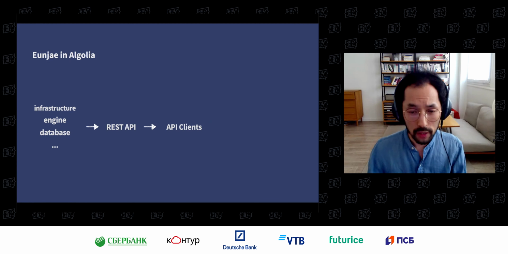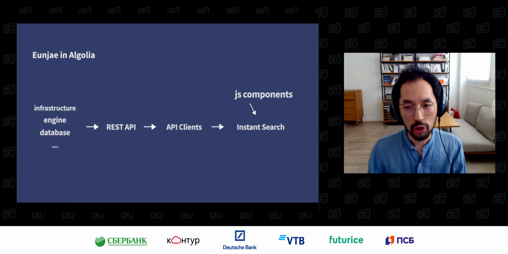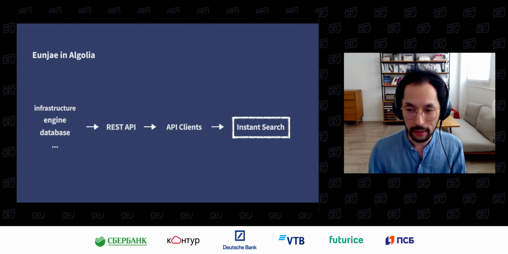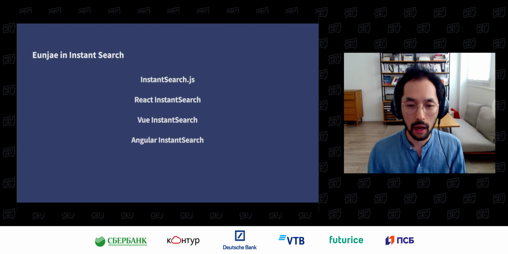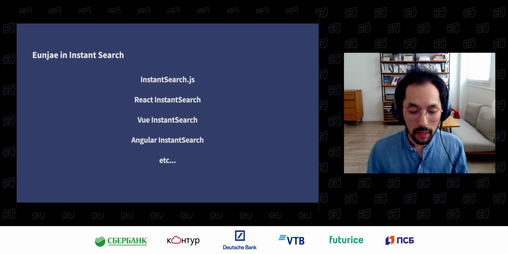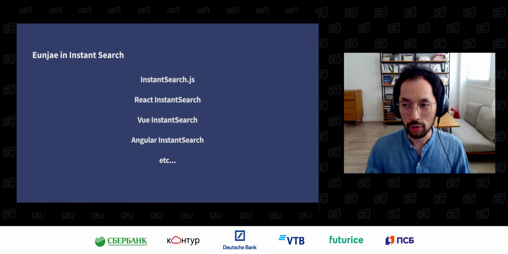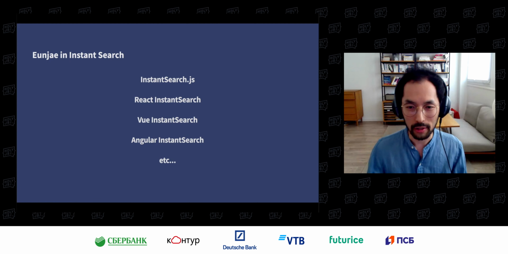And on top of the JavaScript API client, we built something called InstantSearch. It's a kind of JavaScript component. So instead of calling search API methods, we provide components so that you can just plug them in. Like there are search box, hits, filters, pagination, etc. I am working in the InstantSearch team. In InstantSearch, we maintain InstantSearch.js for vanilla JavaScript, and we have React InstantSearch, Vue InstantSearch, Angular InstantSearch, etc. My team manages so many open source libraries, and we need to release them. So you can guess where my talk is coming from.